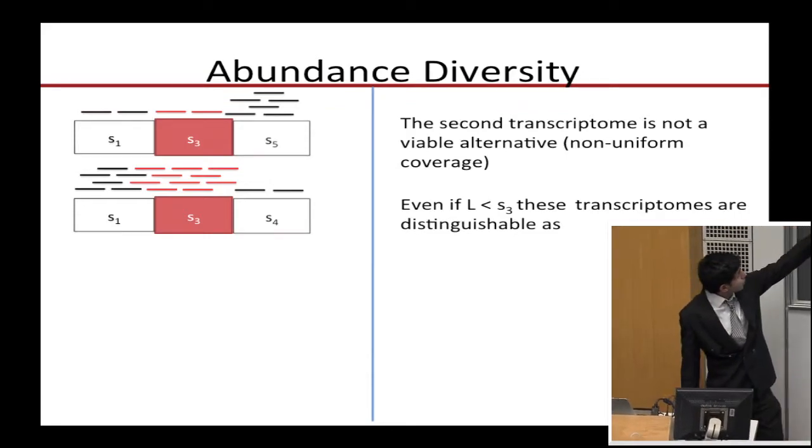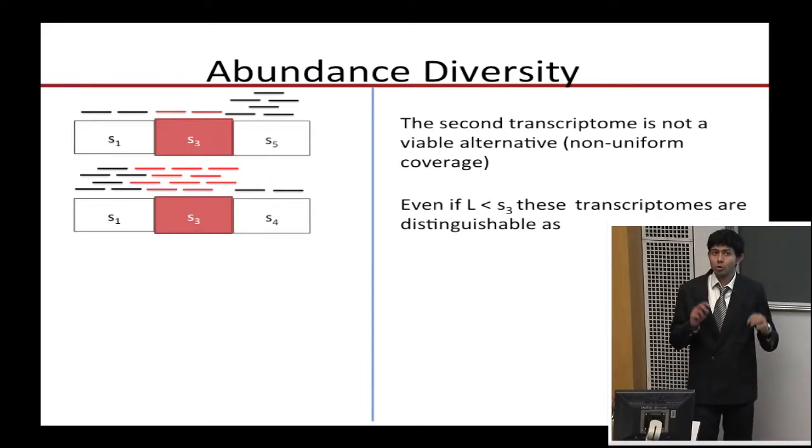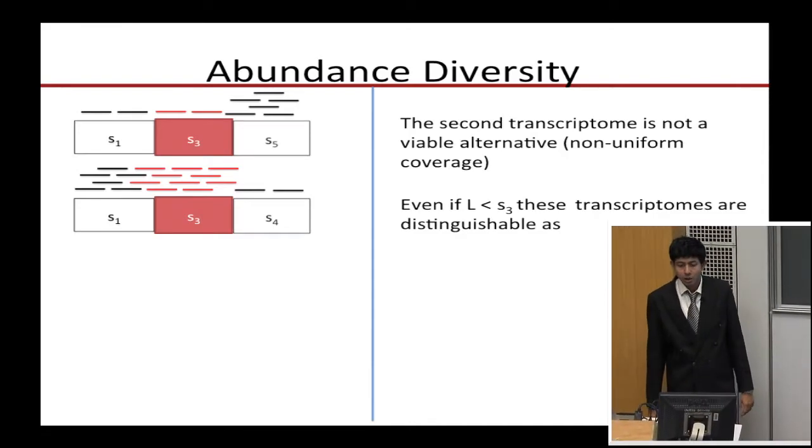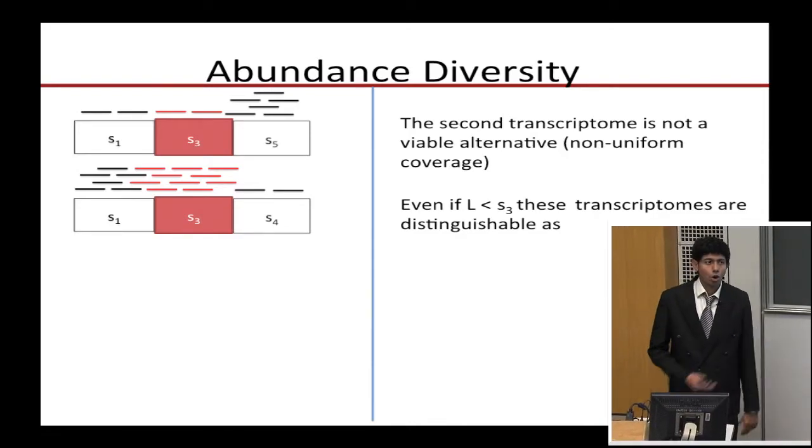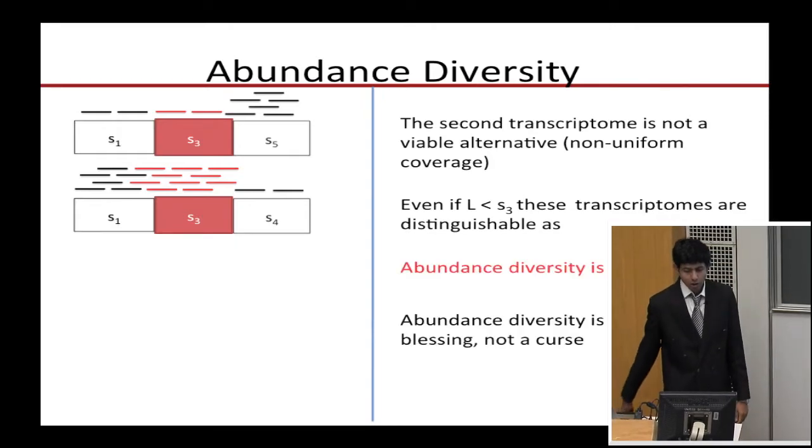So even if the reads are smaller than the S3, we are able to narrow down to the right set of transcripts because we are using the diversity of abundances.